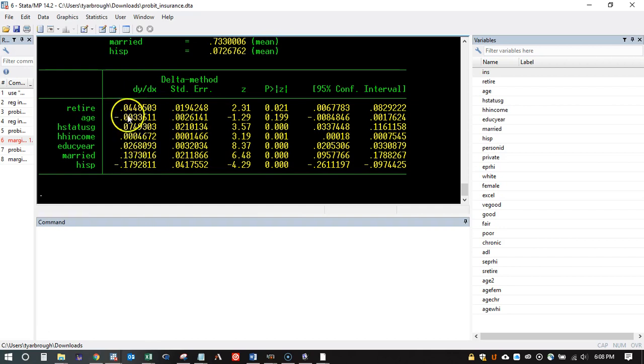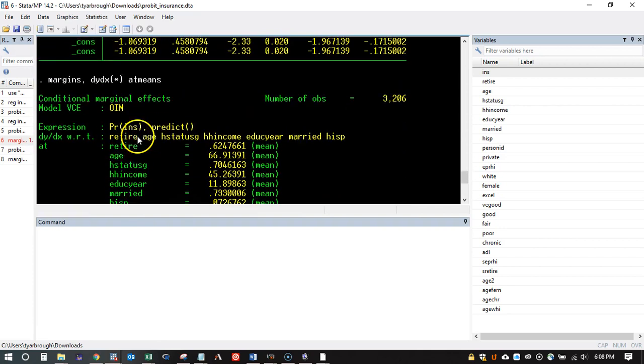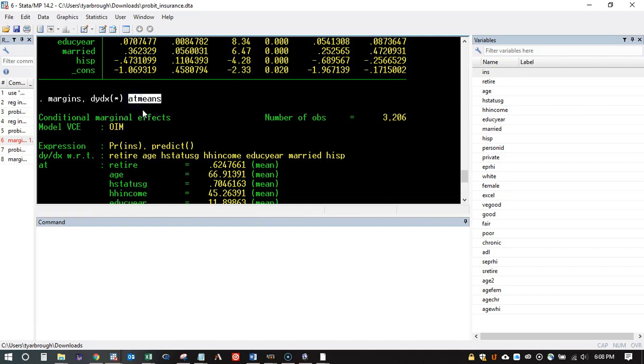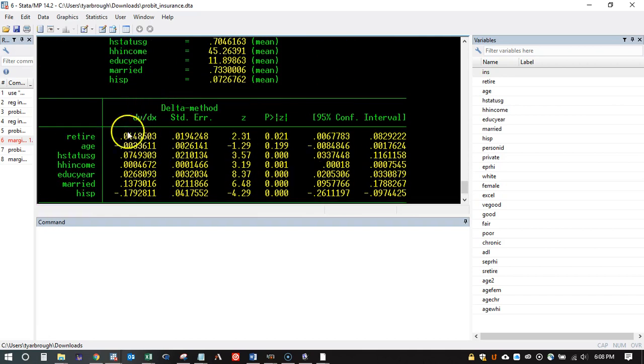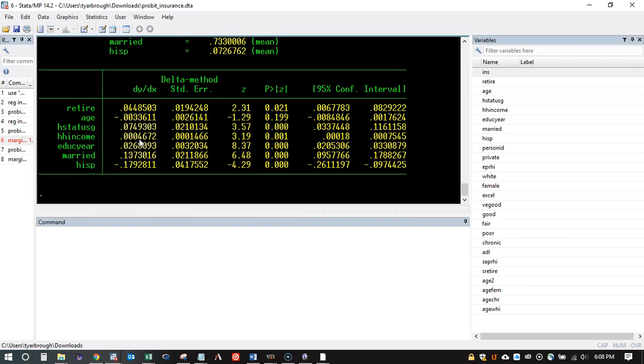And it's important to remember that these are, again, relative to the means. So imagine we took the average person in our sample. What this says is that relative to the average, a retired person is about 4.5% more likely to have health insurance. Relative to the average, a married person has almost 14% higher likelihood of having purchased health insurance.